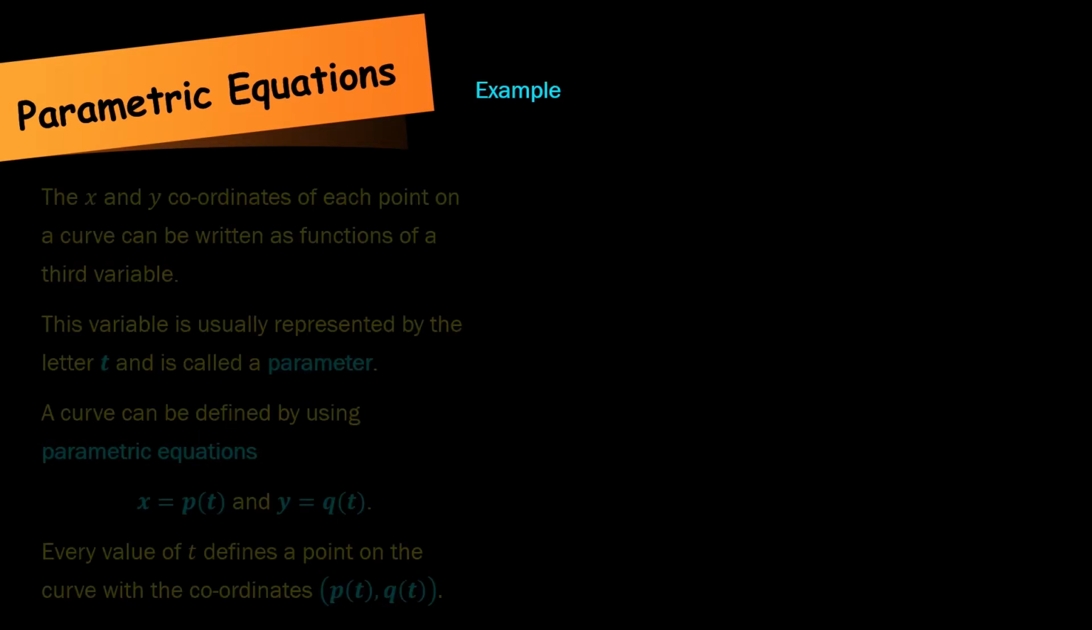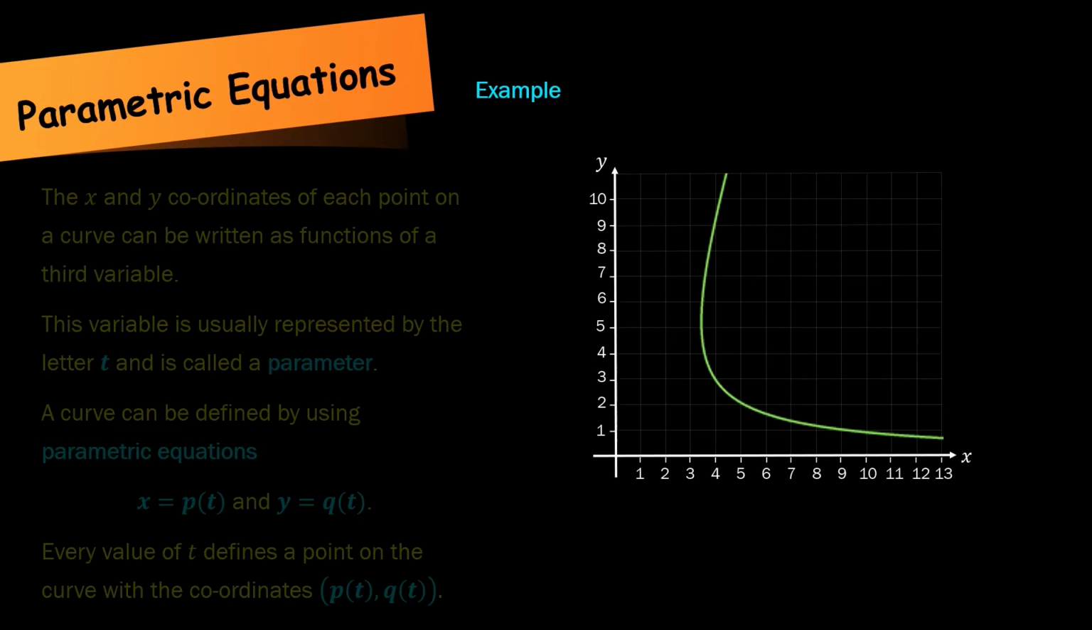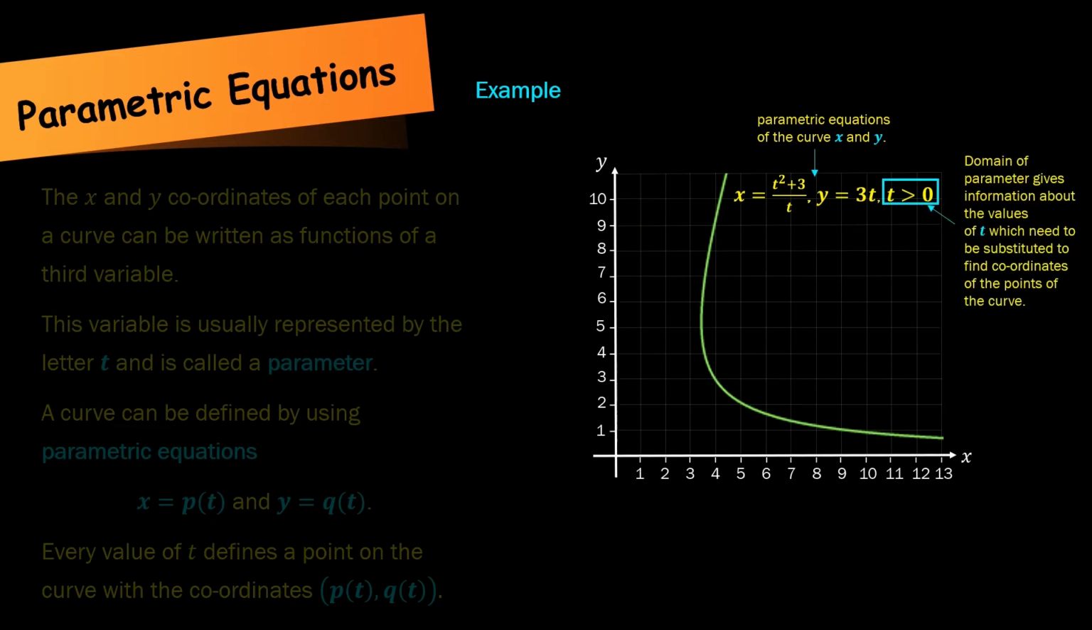Let's now take a look at an example. Here's a curve and the parametric equations of the curve x and y. The domain of the parameter t greater than 0 in this example gives information about the values of t which need to be substituted to find the coordinates of the points of the curve. Generally, the value of the parameter t is not equal to the x or y coordinate. So let's take a look at a couple of examples of points on the curve.